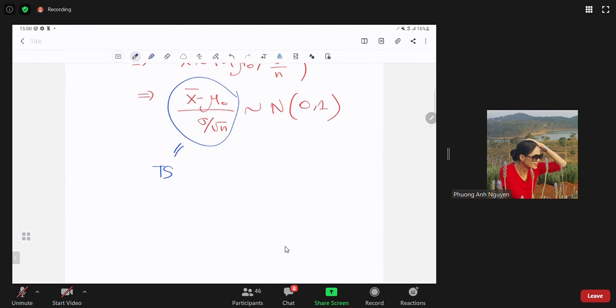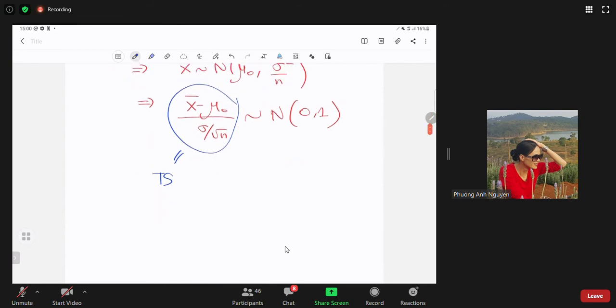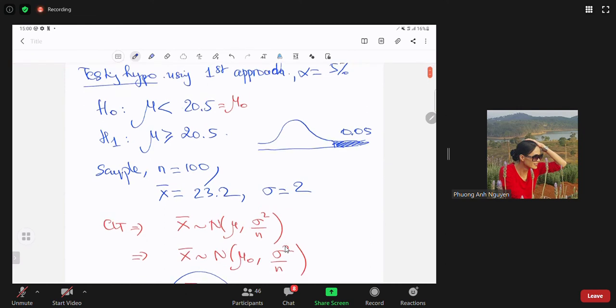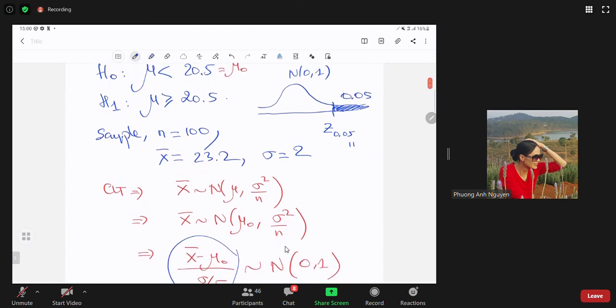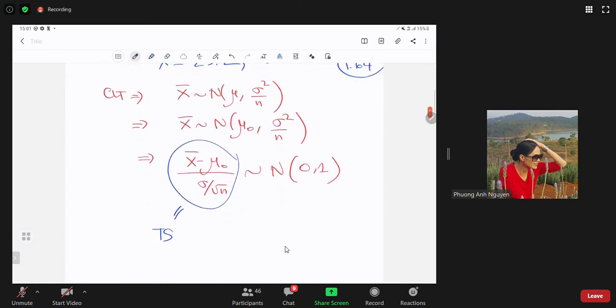So we also need to draw this one. Now this is the N(0,1) standard normal, 0.05, so I need the critical value. What is it? Is that 1.65? Okay, 1.64, thank you. 1.64, right?